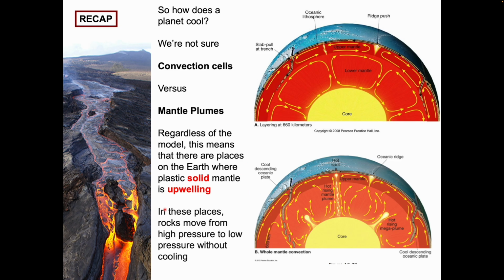But regardless of what model of mantle convection you use, there are places on the Earth where plastic solid mantle is upwelling, moving upward toward the surface. And in these places, your rocks are moving from very high pressure down inside the Earth to comparatively quite low pressure without cooling very much.